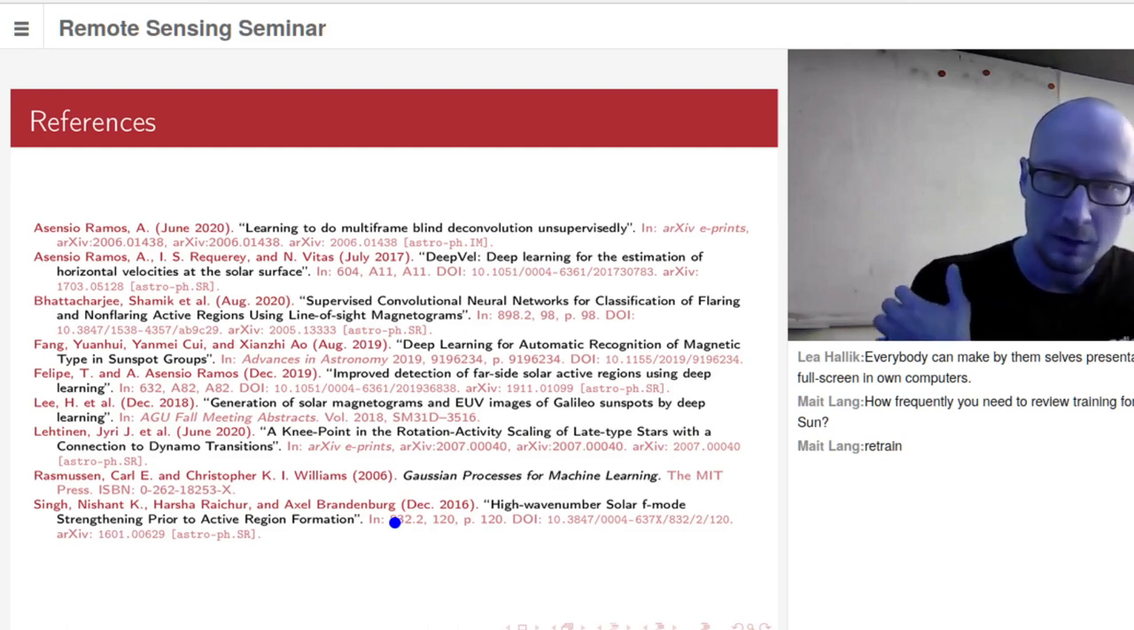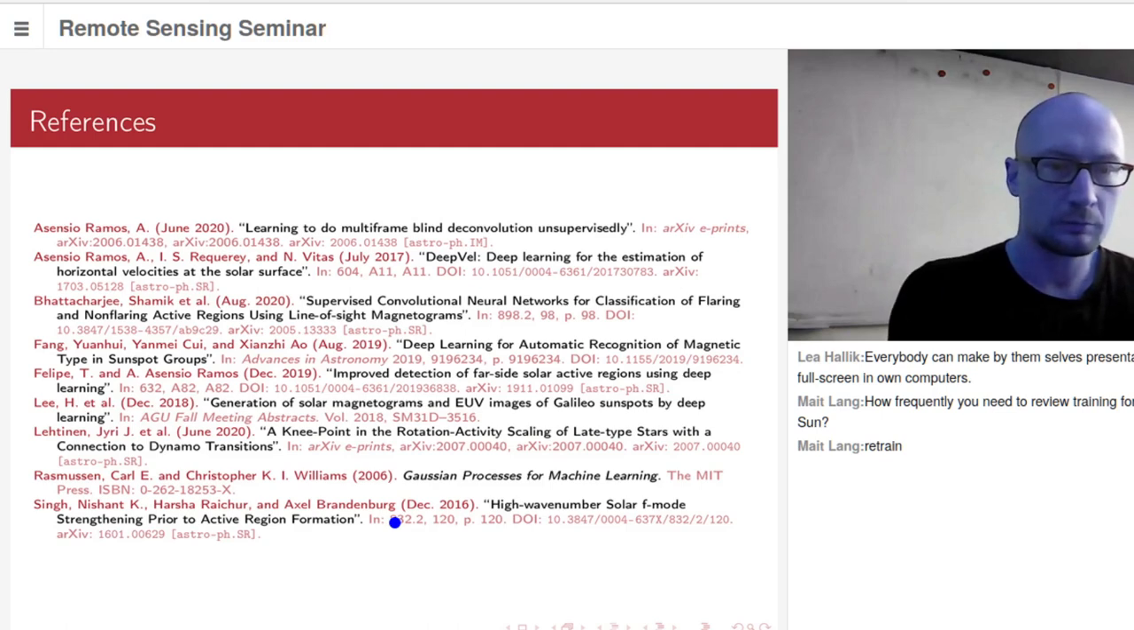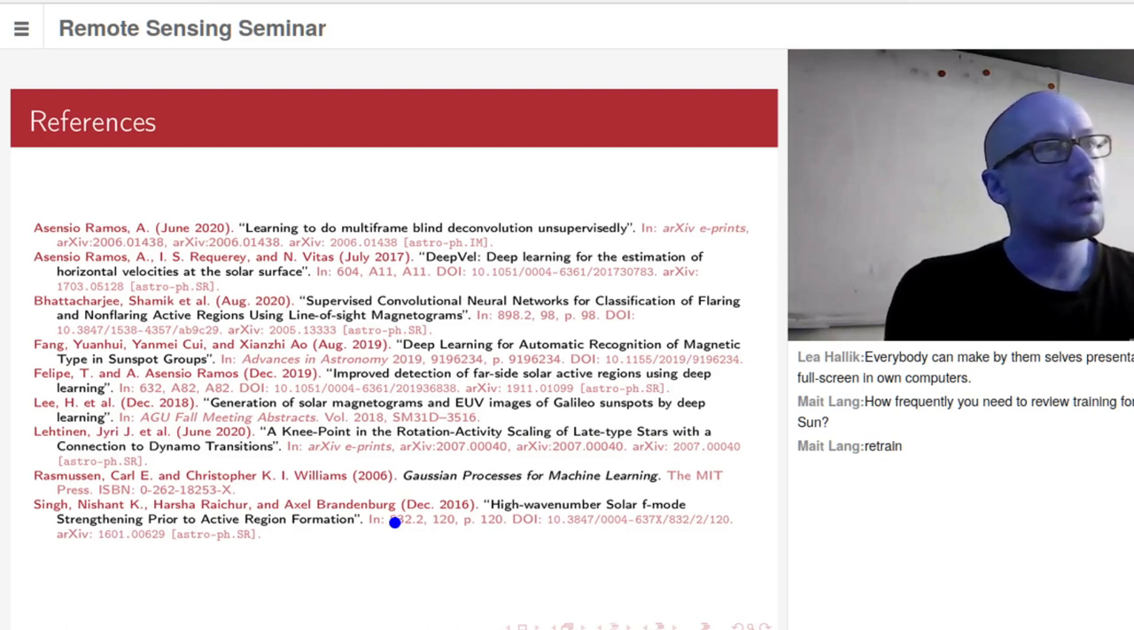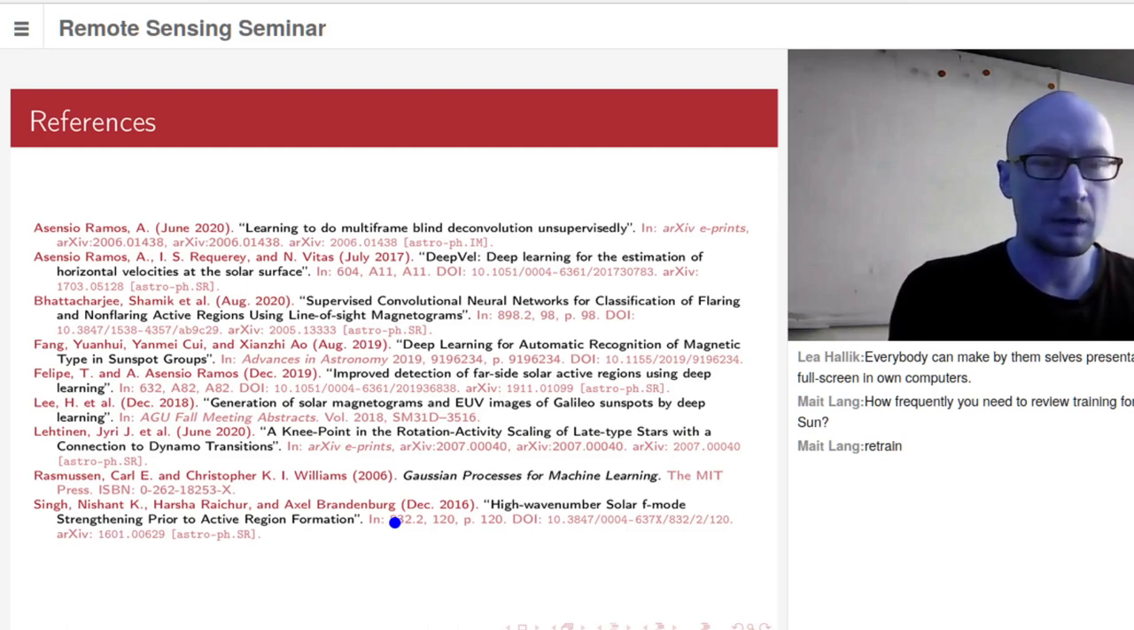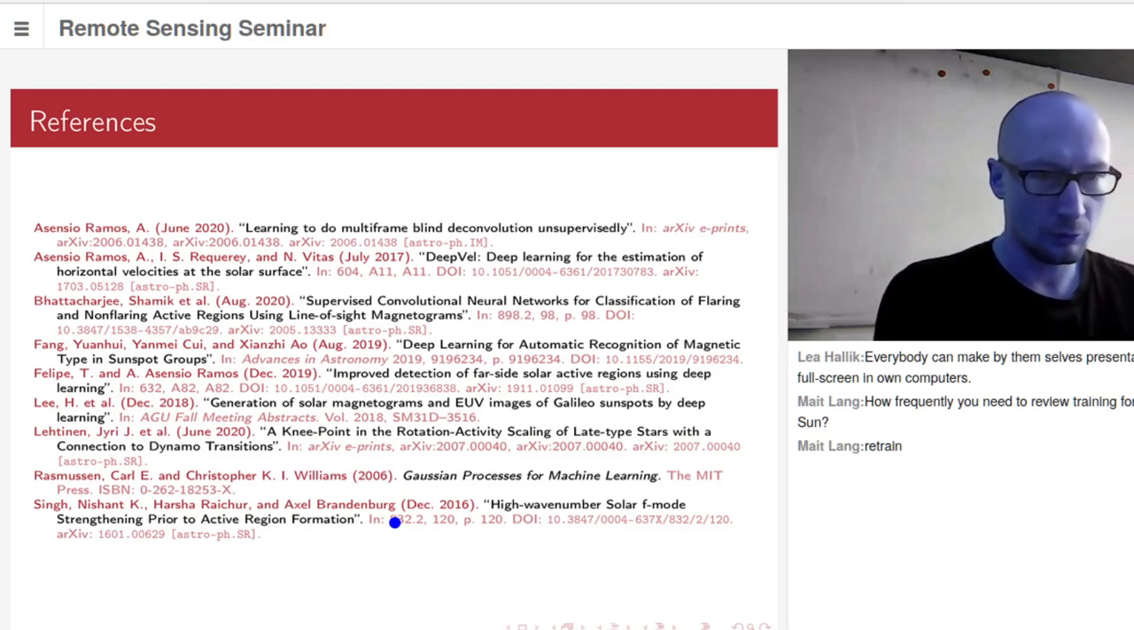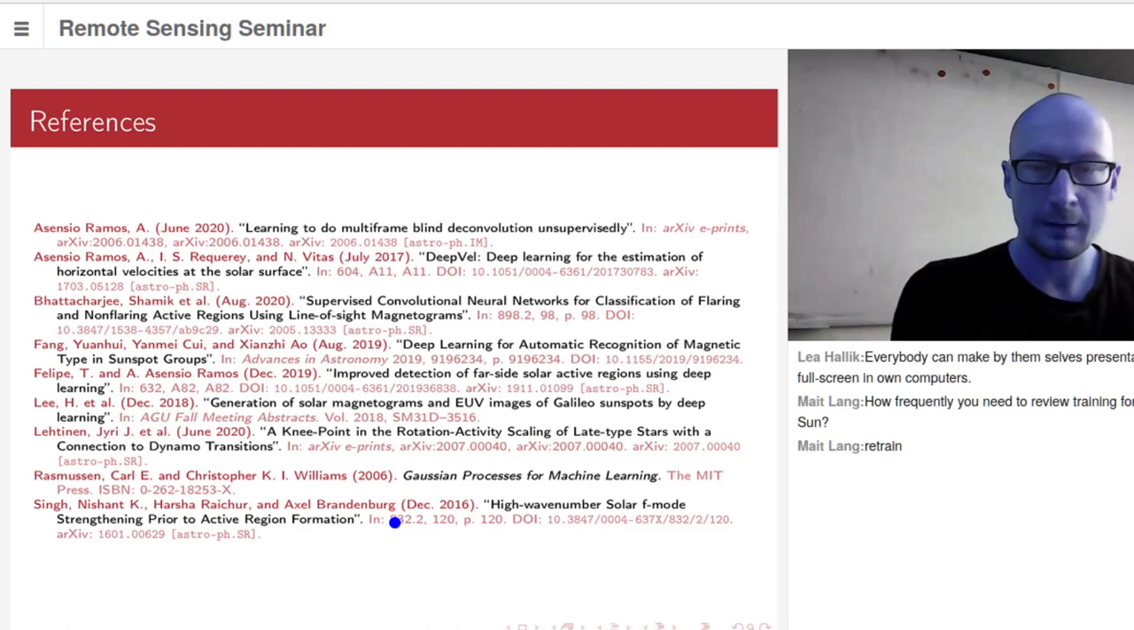Anything else? Maybe some questions regarding the connection to remote sensing or something. If there are some ideas of where to use deep learning.